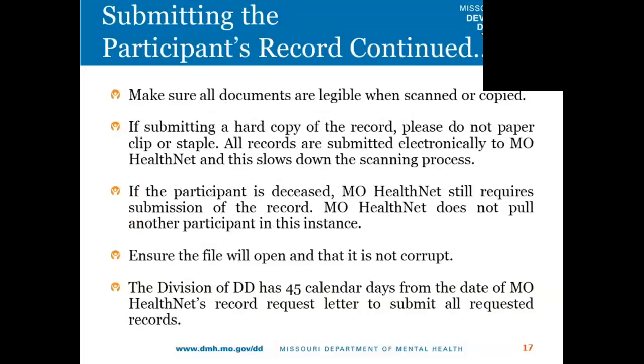Make sure all documents are legible when scanned or copied. If submitting a hard copy of the record, please do not paperclip or staple. All records are submitted electronically to MoHealthNet, and this slows down the scanning process.